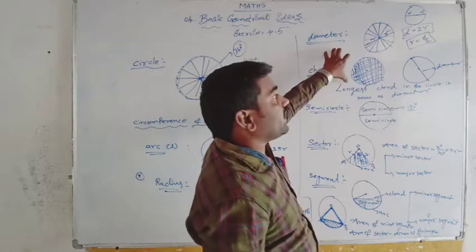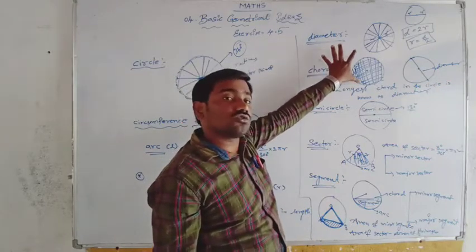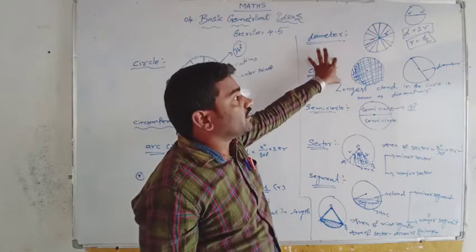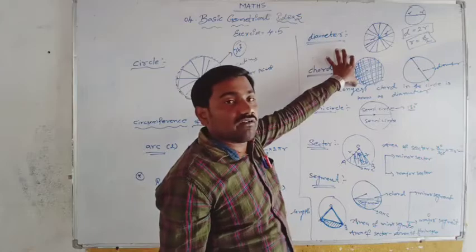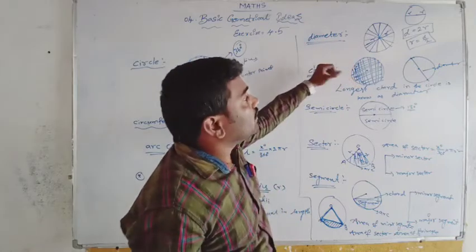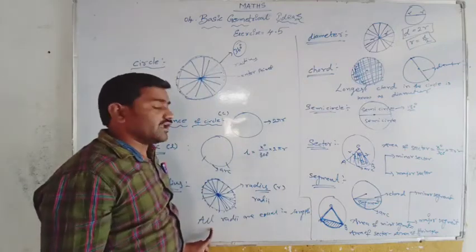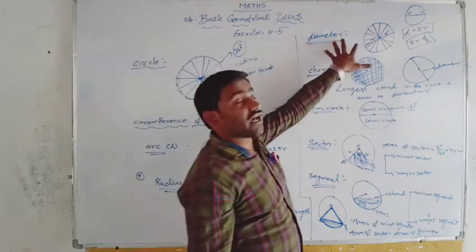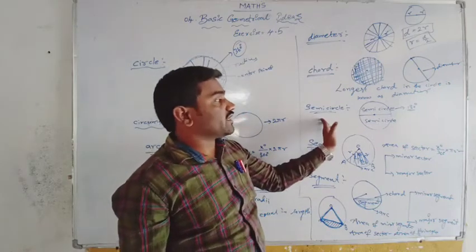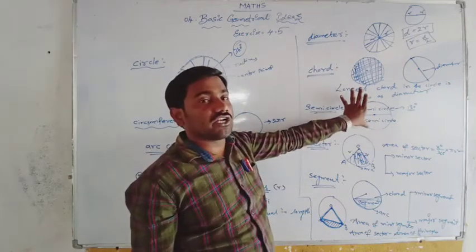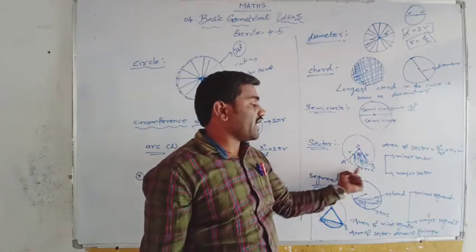A chord is a line segment that intersects the circumference of the circle at 2 points and does not pass through the center. Infinitely many unequal chords can be drawn in a circle. All diameters are equal in length and all radii are equal in length. A diameter divides the circle into two semicircles. A sector is enclosed by two radii and an arc.